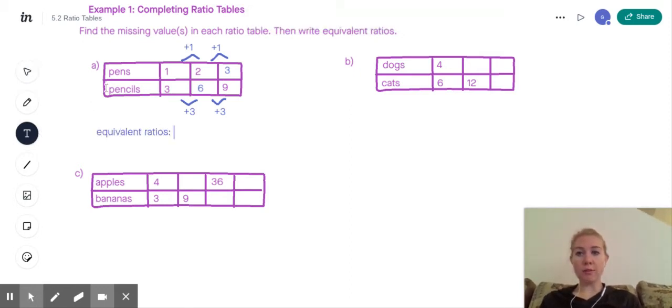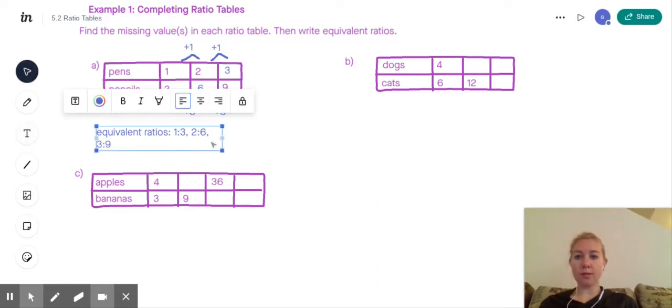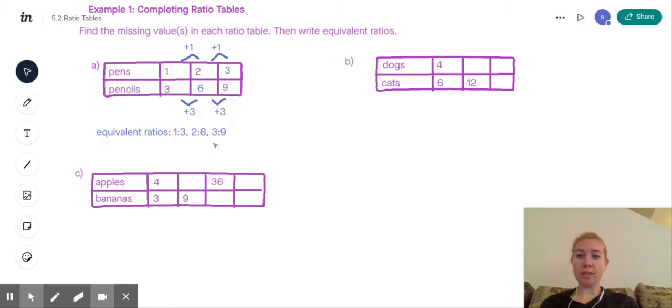To do that, we write the ratios that we found in our table. So the first ratio is 1 to 3, 1 pen for 3 pencils. The next ratio is 2 to 6, and I'm using the colon for the ratios. And the next one is 3 to 9. So those are equivalent ratios. These ratios equal the same thing. They're the same ratio. All right?